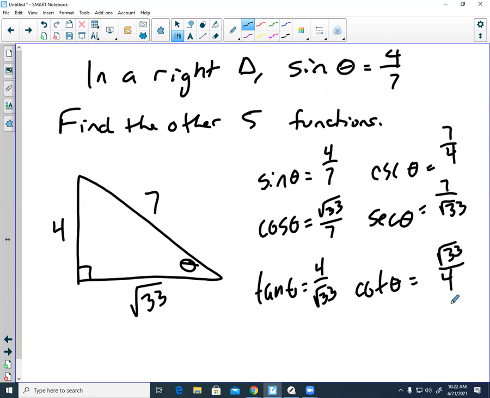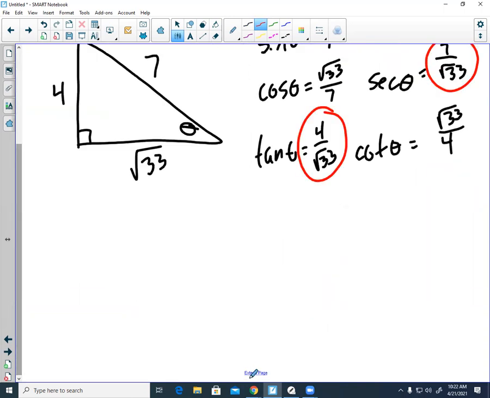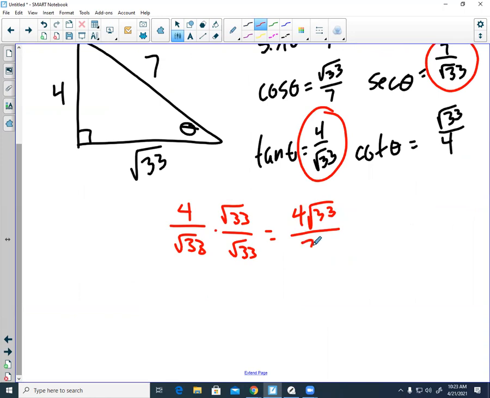So you can see that there are 2 here that are going to end up being an issue. That one is an issue, and that was an issue, but they're both handled the same way. The way that you get rid of them is you multiply by whatever the radical is on the bottom. So this one, if it's 4 over the square root of 33, we multiply by the square root of 33 over the square root of 33. Then you multiply through and you end up with 4 times the square root of 33 over 33. So that is the answer that Big Ideas is going to expect from you.